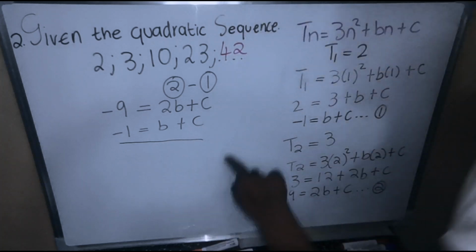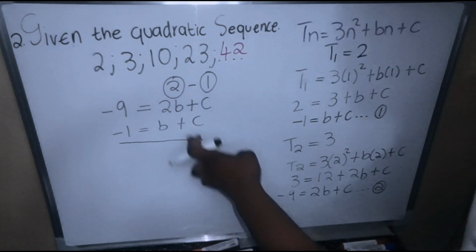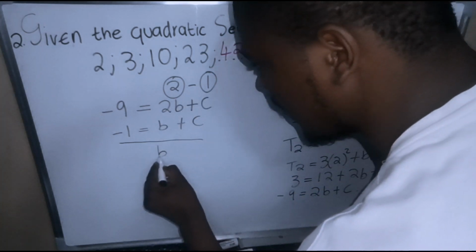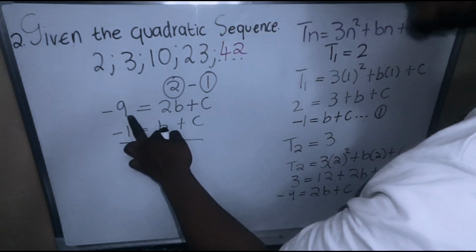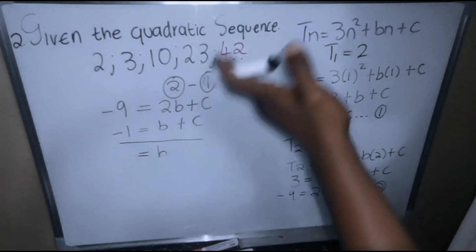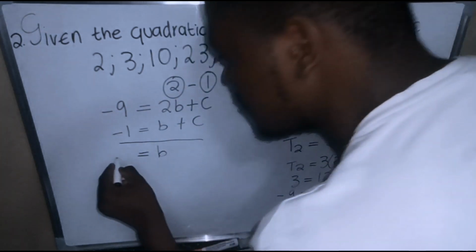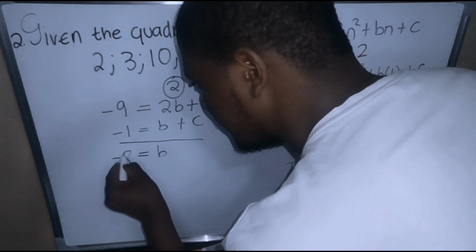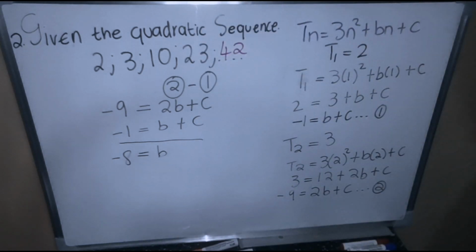So I'm going to subtract here. c minus c is 0. 2b minus b is b. I write b here. Negative 9 minus negative 1: when you say minus, it will be negative 9 plus 1. Negative 8. This is the value of b. Are we clear, guys?